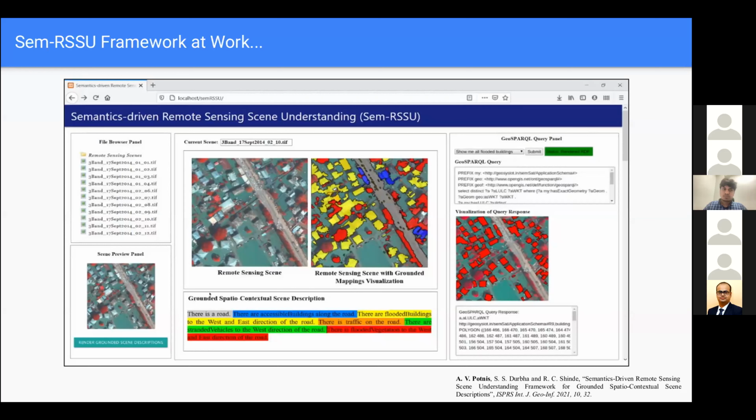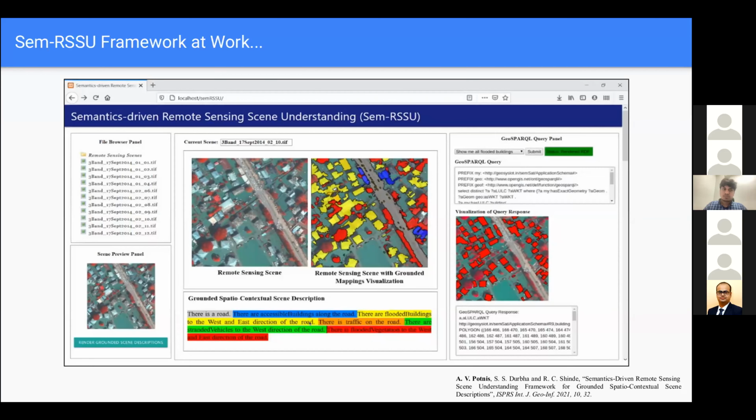So this is the road that this particular sentence is talking about. So if we move ahead, there are accessible buildings along the road. This sentence has been highlighted in blue, and correspondingly, you can see these blue regions. So these are the accessible buildings along the road that this particular sentence is talking about. Similarly, there are flooded buildings to the west and the east direction.